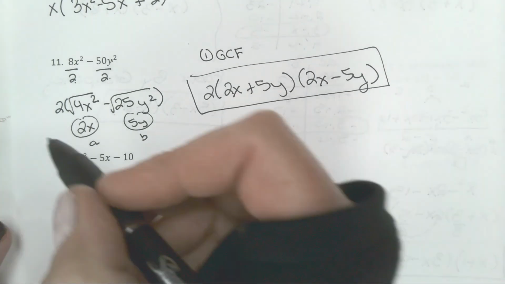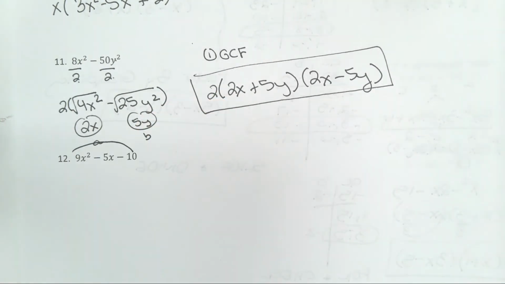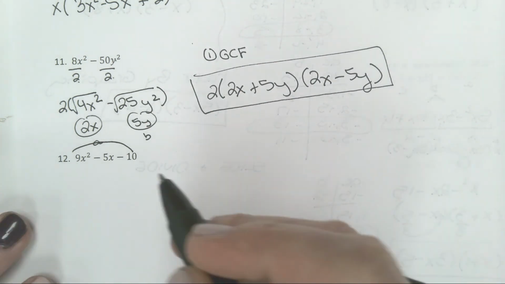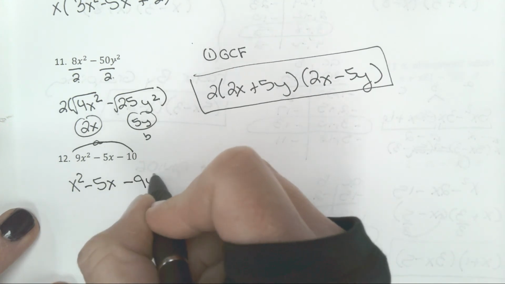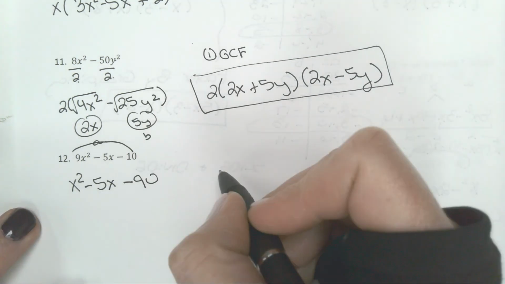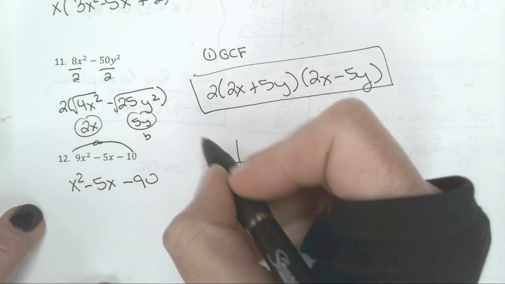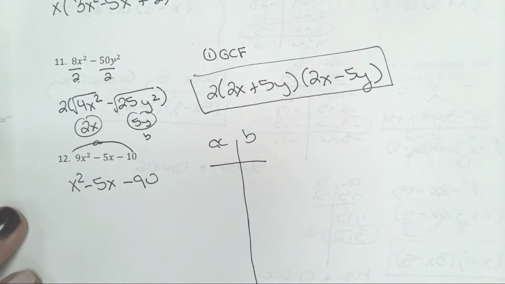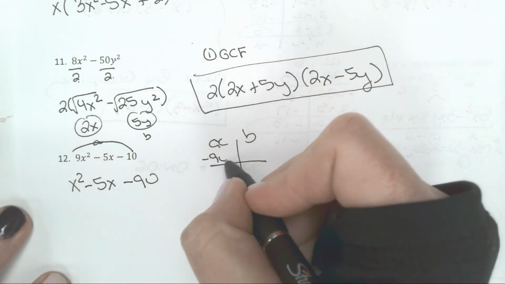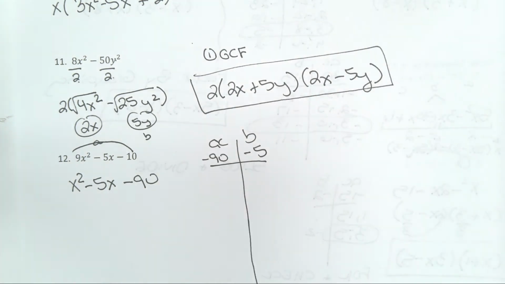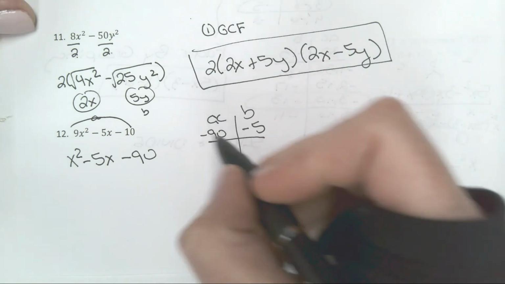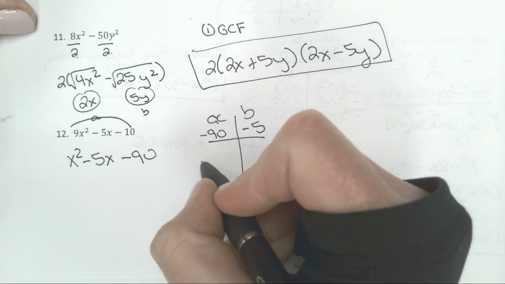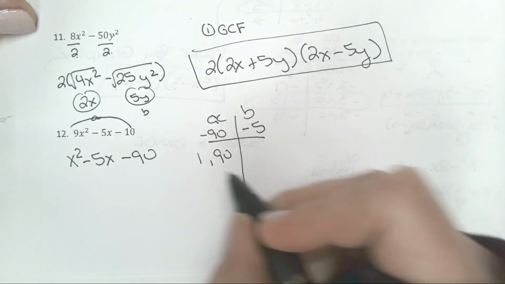And last one. All right, so this one looks like a divide and slide, so I'm going to move that 9 to the back. I get x squared minus 5x minus 90. I'm going to make an ACB chart, and I need factors of negative 90 that add up to negative 5. Sometimes the numbers get a little bigger. Just start dividing in your calculator. I always start at 1 and go from there. So I would have 1 and 90.